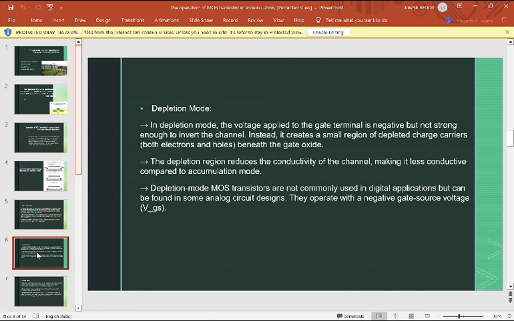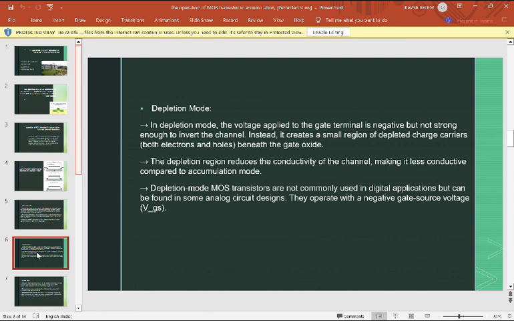Next is depletion mode. In depletion mode, the voltage applied to the gate terminal is negative but not strong enough to invert the channel. Instead, it creates a small region of depleted charge carriers, both electrons and holes, beneath the gate oxide. The depletion region reduces the conductivity of the channel, making it less conductive compared to accumulation mode.